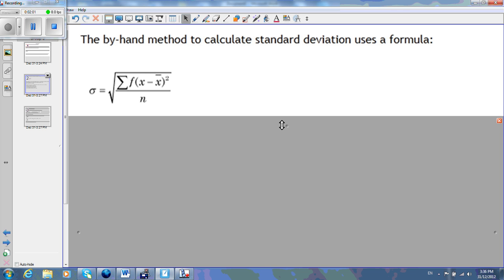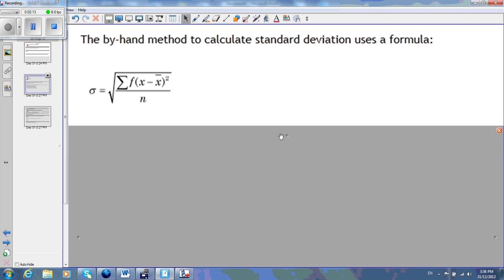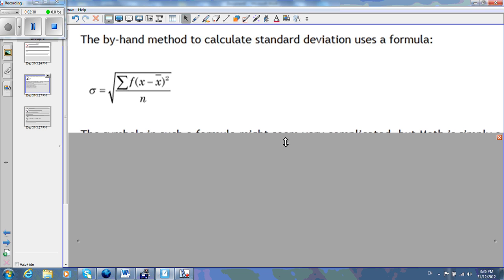Here's the formula. Now I know when you see it, it looks really intimidating and kind of scary, but we're going to define what each piece means, and we're going to work through an example, and you'll see it's not so bad. So the very first symbol that you see here is the symbol for standard deviation. That is the Greek letter sigma, and we always use that to represent standard deviation. So anytime you see that, you should know what that symbol means.